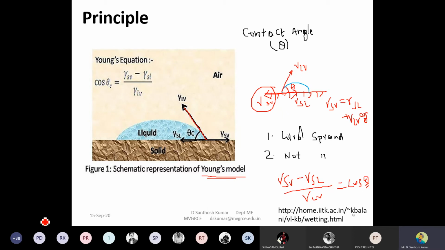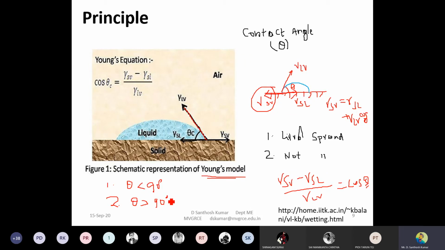So the two cases here: one is that theta is less than 90, and another one is theta greater than 90. These are the two cases. One is theta less than 90 and the second one is theta greater than 90. Whether the liquid will entirely spread over or not, this will be decided by these theta values.